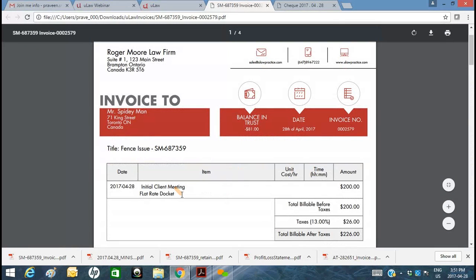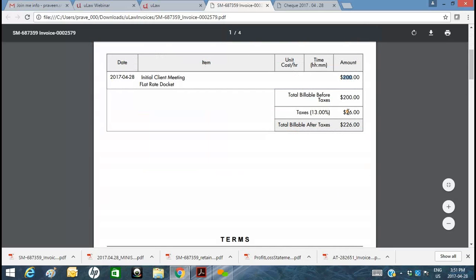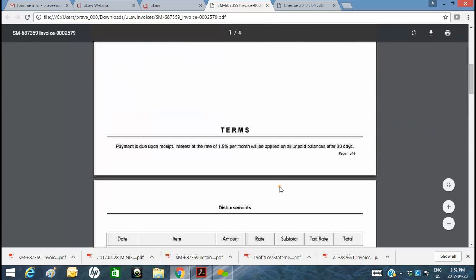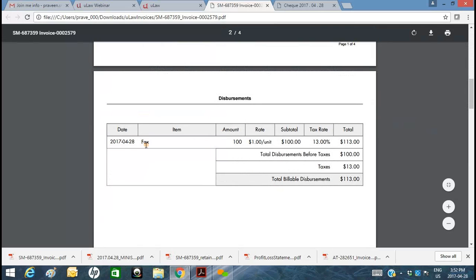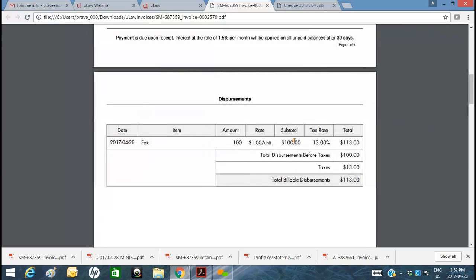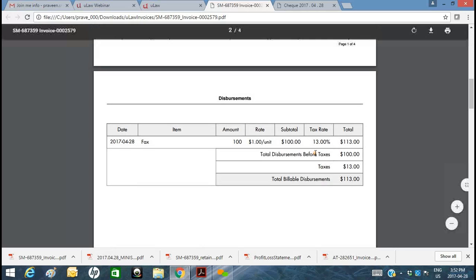So here's that docket of $200 plus the 26% tax that you have now collected through this, right? So it's important that you keep in mind to answer that question about HST. Here's the $26 we've collected. And here's the general disbursement for which we just charged the client $100 plus 13% tax.